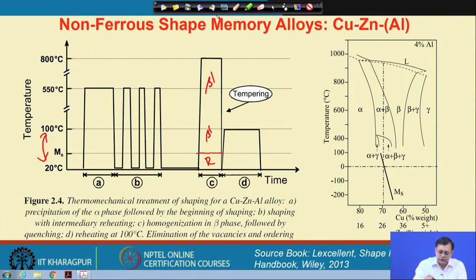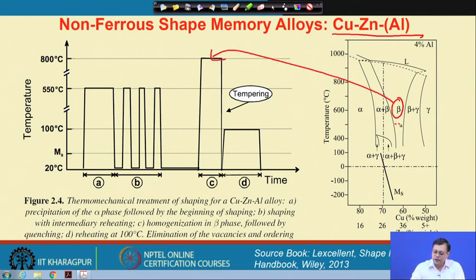So, after the initial quenching we need to go for some sort of elimination of the vacancies. This is basically done by reheating to around 100 degree centigrade. This is one very specific treatment that the copper, zinc, aluminum system requires. Here, just as a schematic, I show you that beta will appear here and beta dash will appear somewhere here. So, this is beta dash and here will be the 9R martensite.